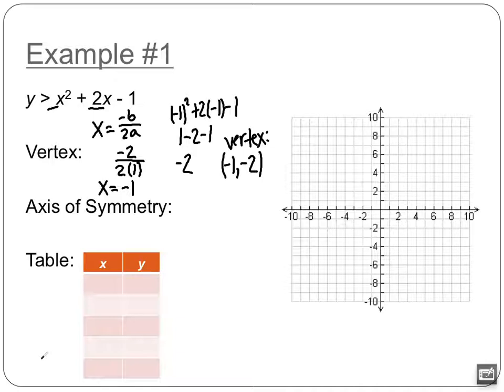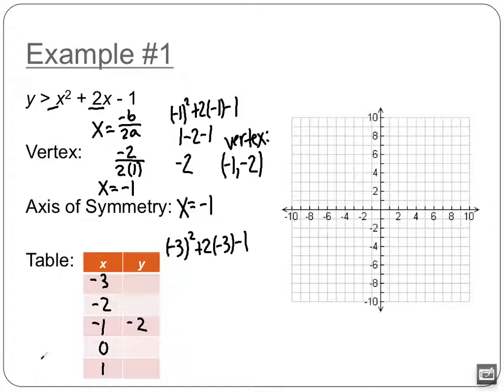Our axis of symmetry is x equals negative 1, just the x coordinate of the vertex. Now we're going to fill out our table. I'm going to put the vertex in the middle, choose 2 points lower than negative 1, so negative 2, negative 3, and 2 higher, 0 and 1. Now we need to substitute these x values in to find their corresponding y's. I'm going to start with x equals negative 3. So this ends up being 9 subtract 6 subtract 1, which is just 2.